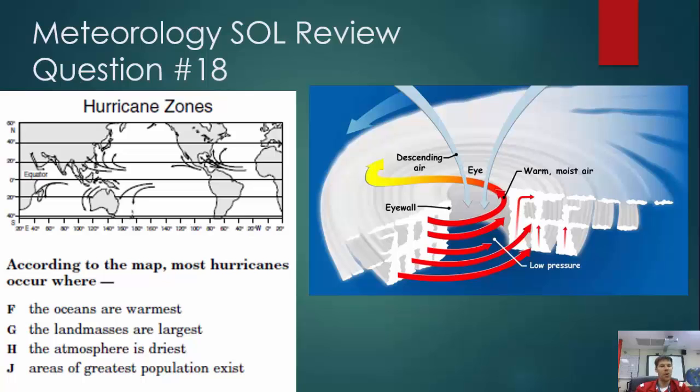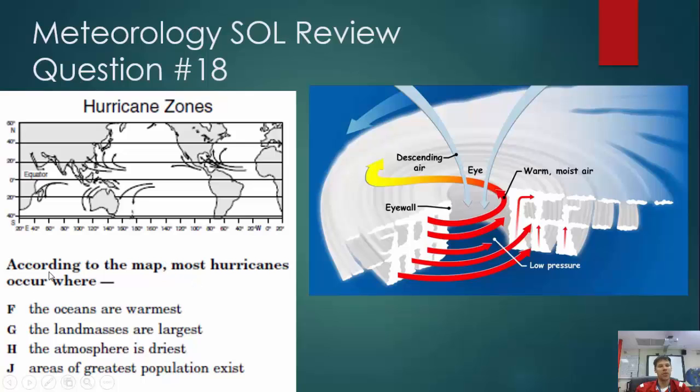According to the map, most hurricanes occur where? Well, let's look at this map. And remember, what do hurricanes need more than anything? They need warm water. So if you see right here, we're at 0 degrees latitude, and you can kind of see just above it and just below it, that's where most of our hurricanes are. So a hurricane needs a center of low pressure to circulate, and then it needs warm, moist air to feed it and give it its energy.